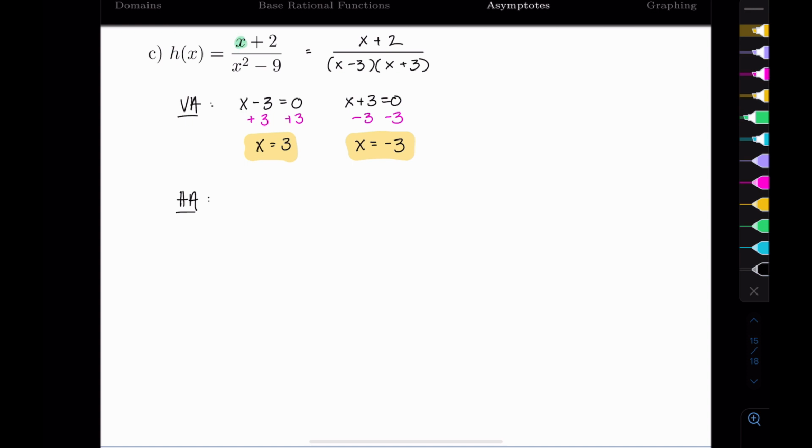Okay. For our horizontal, we want to compare the degrees. In the top, we have 1. In the bottom, we have 2. So this is the case where the numerator is smaller than the denominator. So because that happens, we are going to hug y equals 0, just like we did with 1 over x and 1 over x squared. The top is smaller than the bottom, so we hug y equals 0. All right.